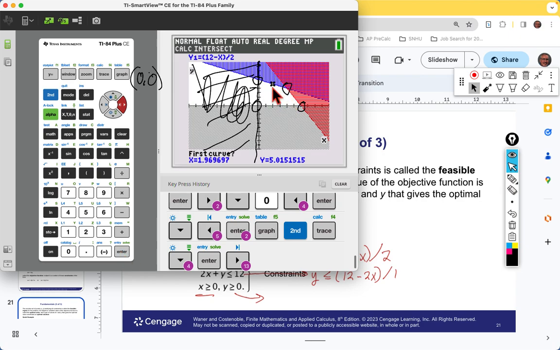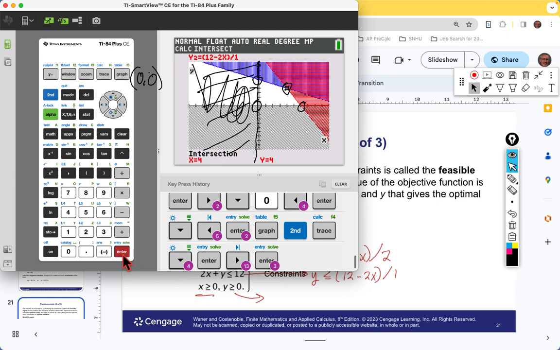So I'm on the first line, enter. Notice it jumped to the second line. That's the other one. I hit enter, and then it asks for a guess. I hit enter again, and it gives me that intersection point. So this is all going to be done visually. The intersection point is 4, 4. We're going to find out that's actually our best answer, but that's a possible solution. So I'll write that down.